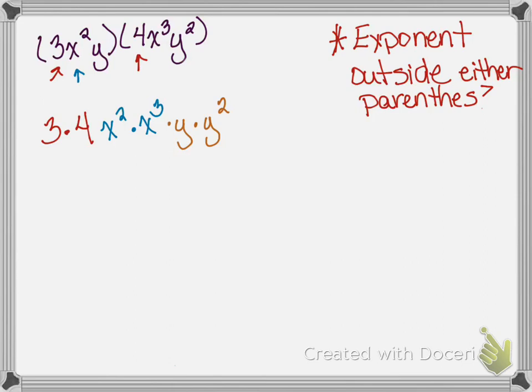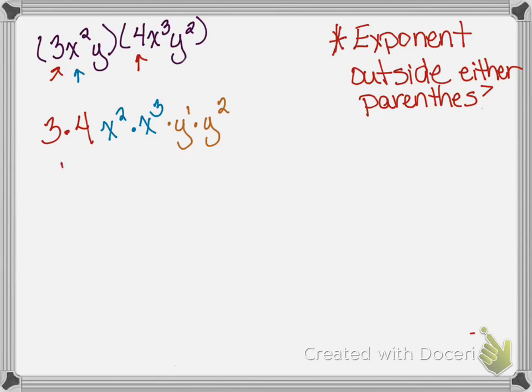It is 1. So when I have an x value, what do I tell you can always put in front of it? A 1. Okay, so x and 1x are the same thing. The exponent works the same way. So x and x to the first are also the same thing.